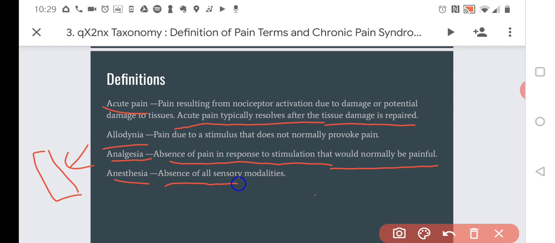And anesthesia is the absence of all sensory modalities. So analgesia is only about the pain. Anesthesia is when the patient does not feel anything at all. Yes, touch, pain, vibrations, does not see, and so on. So deep sleep, let's say.